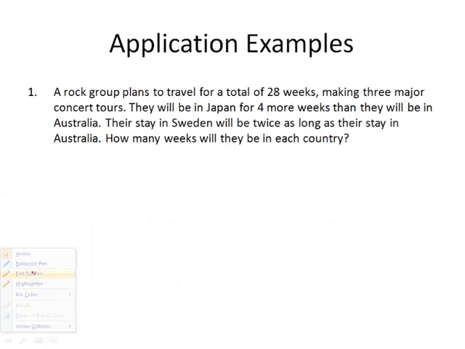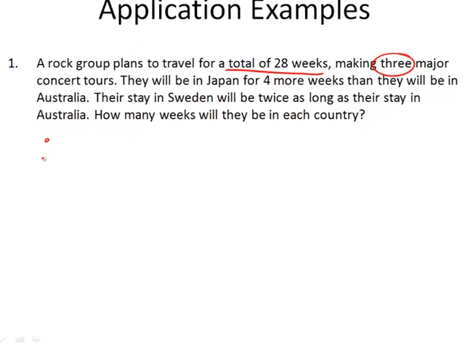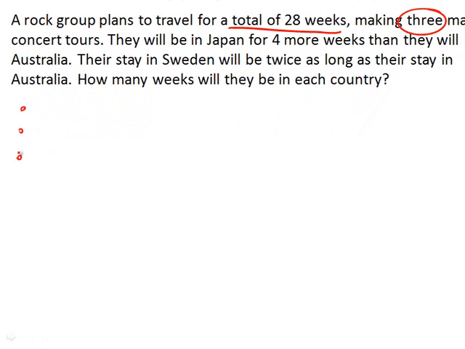All right, first question. Let's read it together. We've got a rock group that plans to travel for a total of 28 weeks. So total of 28 weeks that they're traveling for, making 3 major concert tours. So there's 3 major concert tours. They will be in Japan for 4 weeks more than they will be in Australia.